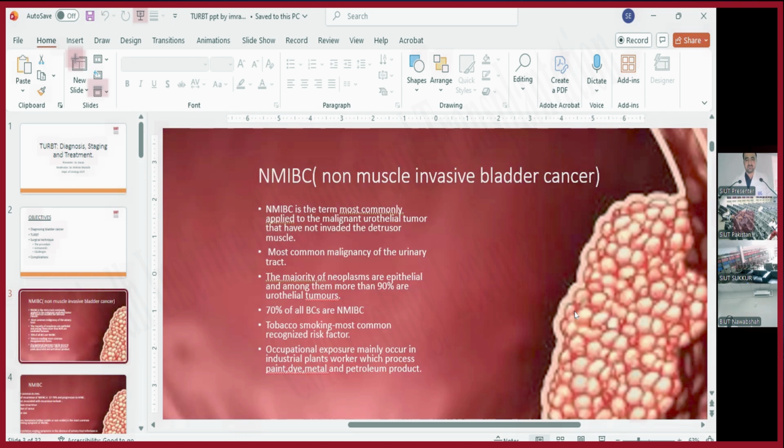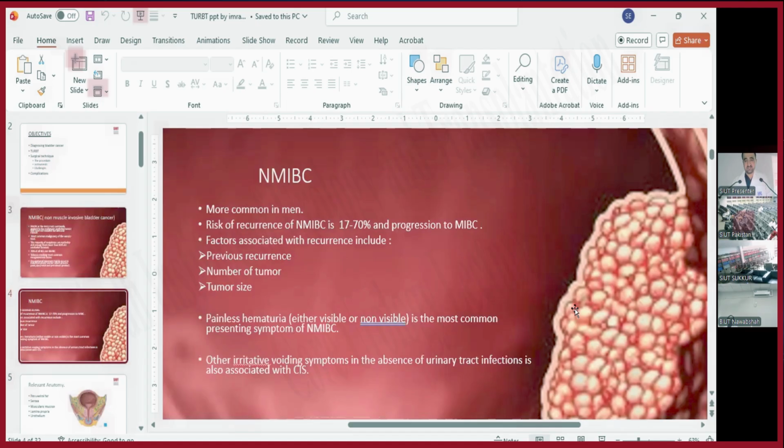Occupational exposure mainly occurs in industrial plant workers who process paint, dye, metal, and petroleum products. Non-muscle invasive bladder cancer is more common in men. The risk of recurrence of non-muscle invasive bladder cancer is 17 to 70%, along with progression to muscle invasive bladder cancer. Factors associated with recurrence include previous recurrence, number of tumors, and tumor size.